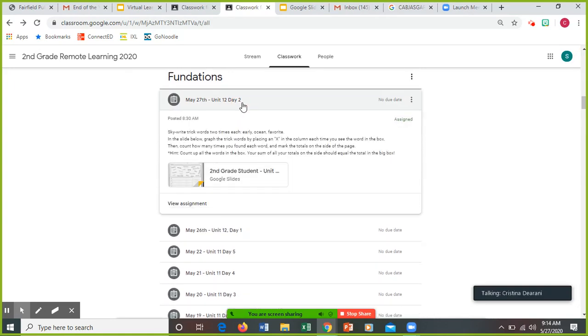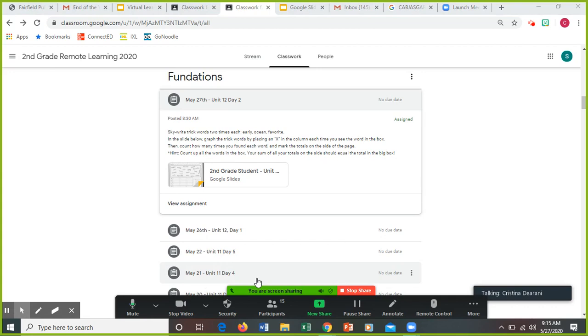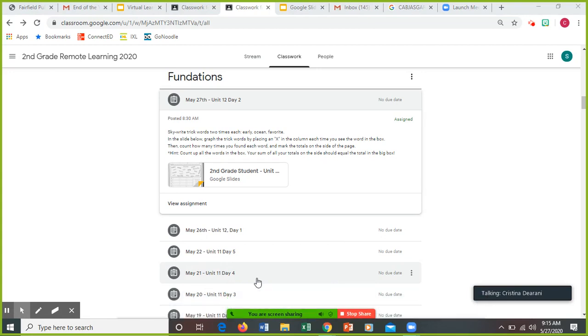And your foundations, you're going to skywrite your trick words two times: early, ocean, and favorite. All right, and then you're going to fill out your Google slide. Graph the trick word by placing an X in the column each time you see the word in the box. Then count how many times you found each word and mark the total on the side of the page. Hint, count up all the words in the box. Your sum of all your totals on the side should equal the total in the big box. So that is a hint for you.